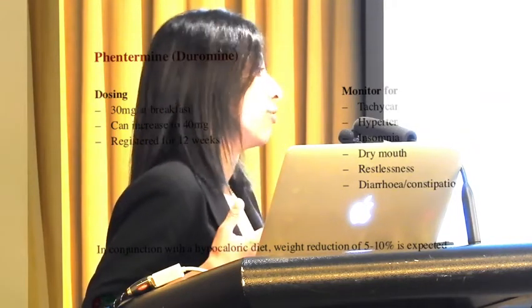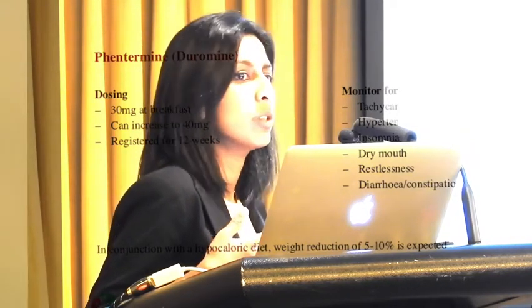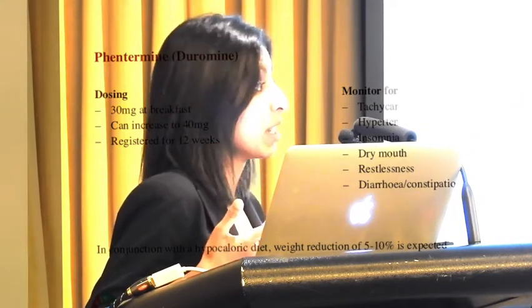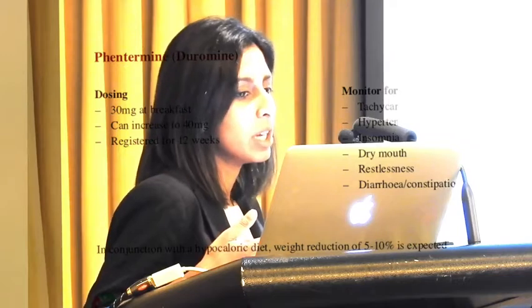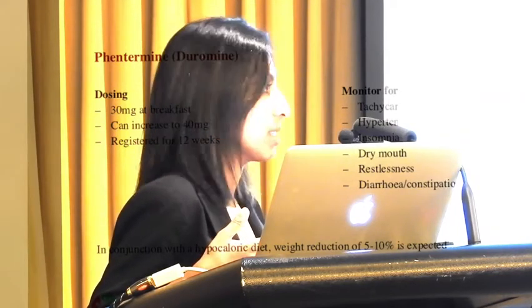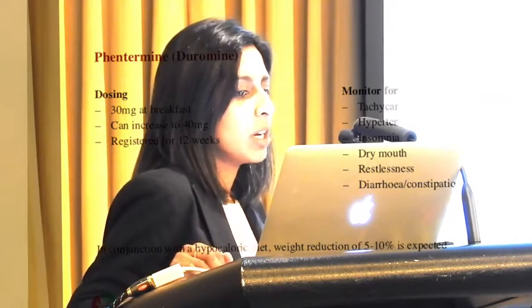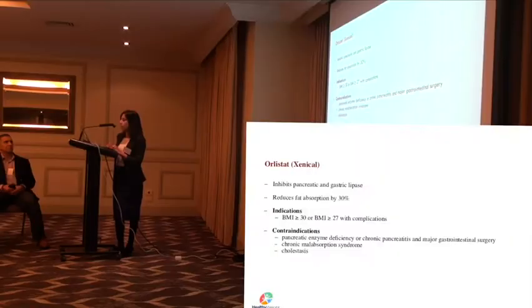Things to look for. So if you've got a patient who's been started on Duramine, what do you want to look for? Whether they're becoming tachycardic, hypertensive, insomnia, dry mouth, restlessness, and bowel disturbance. A weight loss of about 5 to 10% is expected with this medication. So orlistat or Xenical, again, another medication that inhibits pancreatic and gastric lipase. It reduces your fat absorption by about 30%, and it's indicated when your BMI is above 27 with complications or above 30 with no complications.